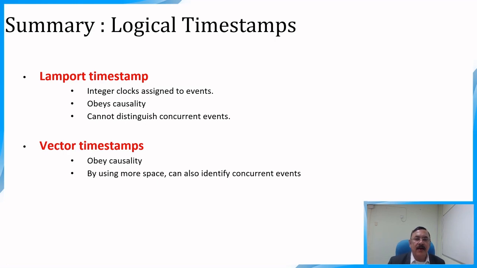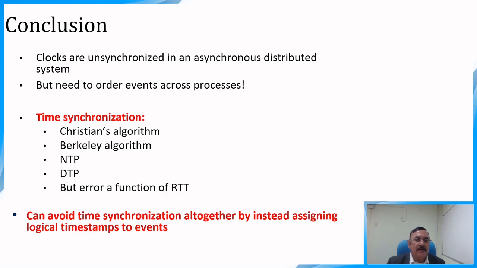Let us summarize what we have covered about logical timestamps. Lamport timestamp is an integer clock assigned to events that obeys causality but cannot distinguish concurrent events. Vector timestamps obey causality and, by using more space, can also identify concurrent events. The conclusion is that clocks are unsynchronized in an asynchronous distributed system, but we need to order events across the processes in the distributed system. Physical clock synchronization algorithms, Cristian's, Berkeley's, Network Time Protocol, and Datacenter Time Protocol, have an error that is a function of round-trip time. You can avoid time synchronization altogether by instead assigning logical timestamps to the events.